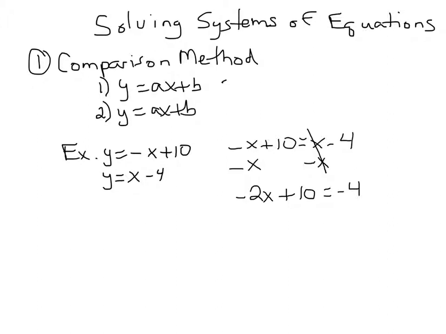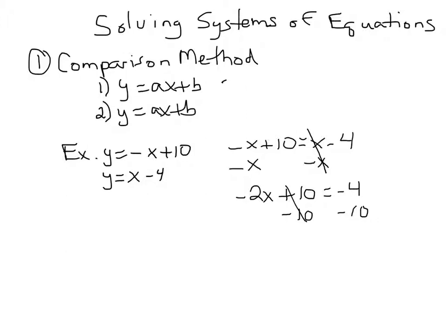So now I have all my x's over on my left-hand side. That means I got to move all my numbers over to the right-hand side. So how am I going to move that positive 10 over to the right-hand side? Subtract it. Perfect. So I'm going to subtract 10 from both sides. So 10 minus 10, gone.